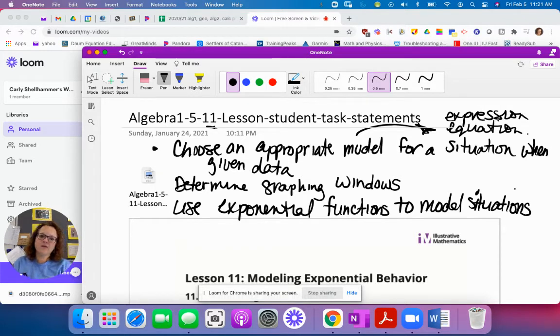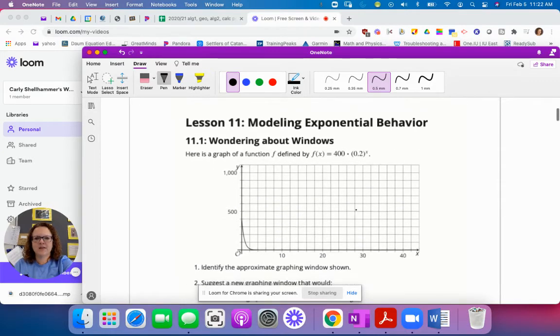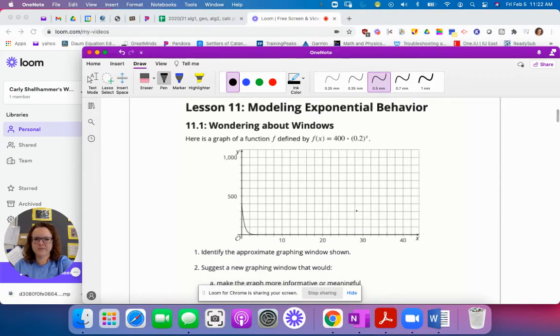We're also going to determine the graphing windows, like the x and the y axis. What should we set them at? What increment? What's the maximum, etc.? And then how to use exponential functions to model situations, either growth or decay functions. All right, so modeling exponential behavior.